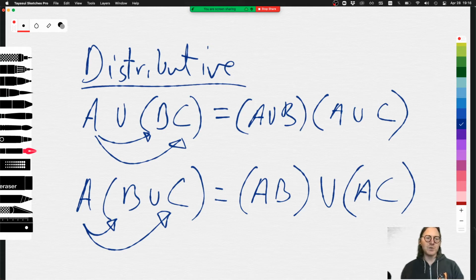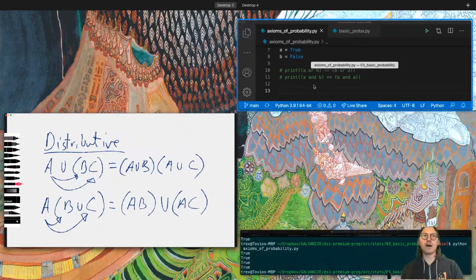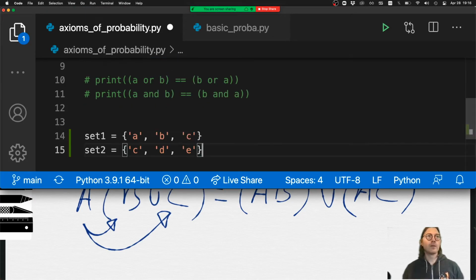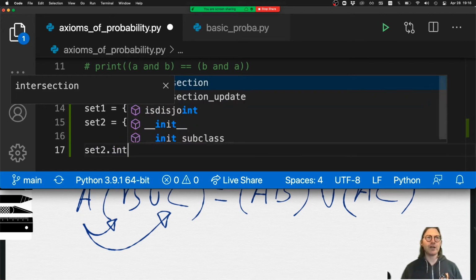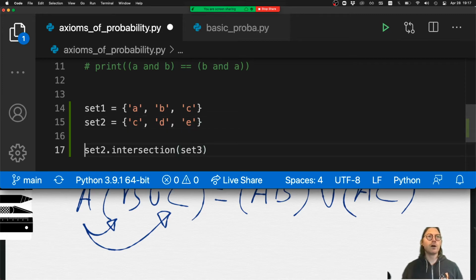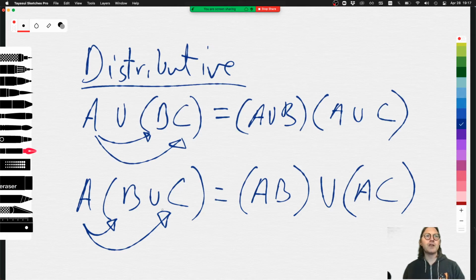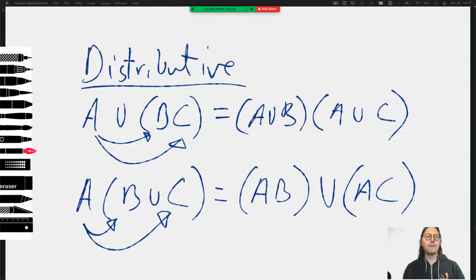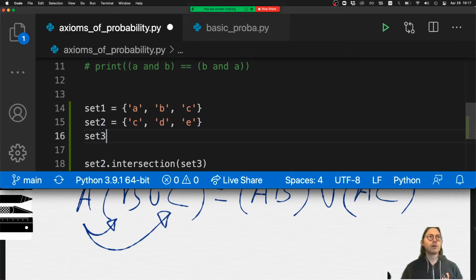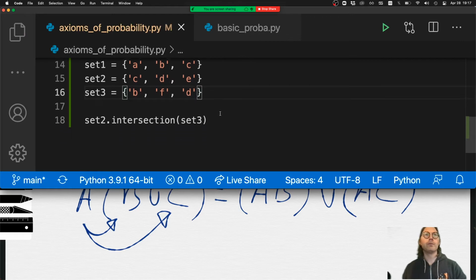So we can demonstrate this. I think this one's nice to demonstrate, actually, because it's maybe a little bit baffling, but we can work with it. So here we've got set 1 and set 2. And I'm just going to do set 2 intersection with set 3. I need a set 3. I need to have some shared items. Let's do B, let's do F, and D. How about that? BFD. Okay.